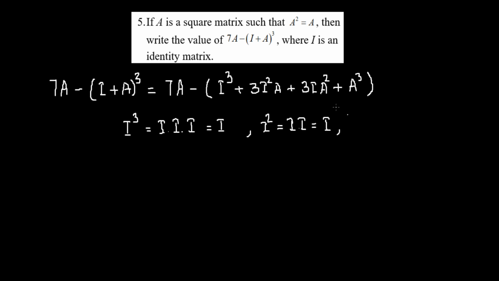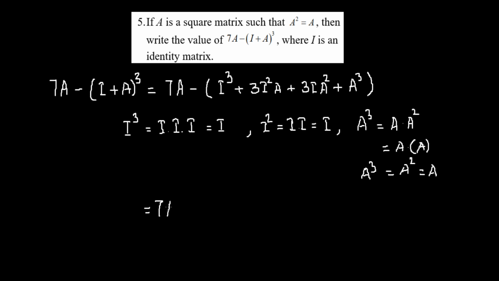And A squared, we'll be replacing it with A. A cubed is A multiplied to A squared. Now A squared is given in the question, it's simply A. So A squared, we can replace it by A. Now A times A is again A squared, which can be written as simply A. So we can say that A cubed is simply A. So let's plug these values into our expression.